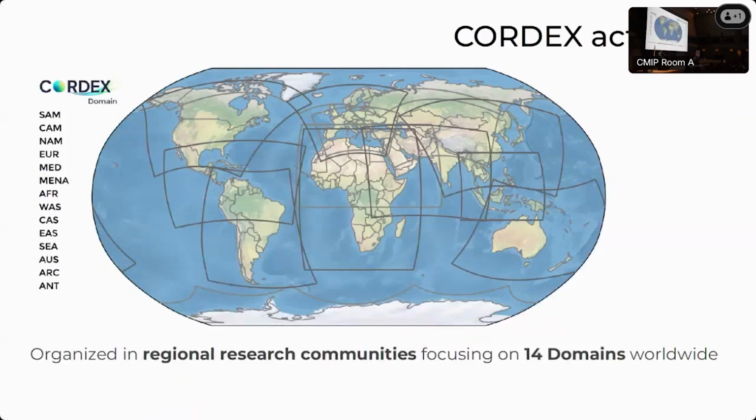One of the main features of CORDEX is the organization into regional research communities, which focus on 14 different domains worldwide that you can see there. This main activity is called CORDEX domain, and the idea is that the different communities work more or less independently. We have common protocols, but work more or less independently, using different downscaling techniques, covering these domains that you see on the screen. This is maybe the best known activity in CORDEX, but we have some other activities.